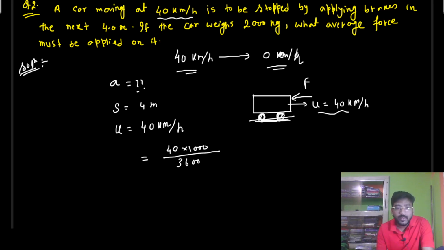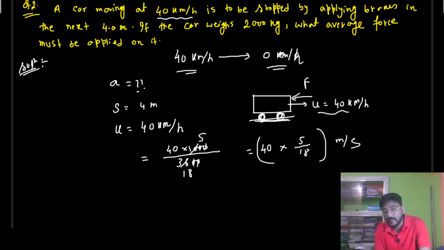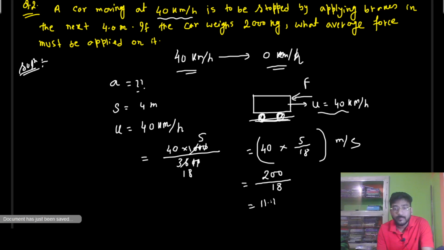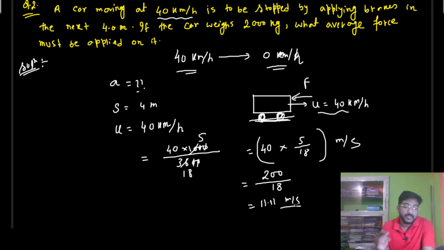Or you can summarize it like this: this will cancel out, so it will be 5 divided by 18. So you can always summarize that to convert kilometer per hour into meter per second, we multiply by 5 divided by 18. If we calculate, this will be 200 by 18, which is 11.11 meter per second. This is the initial velocity.